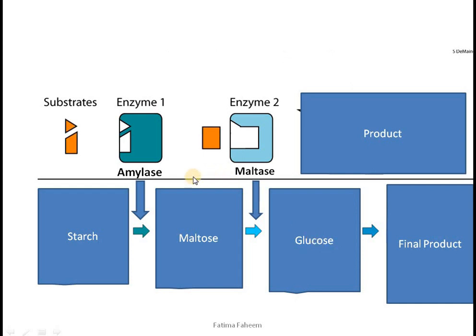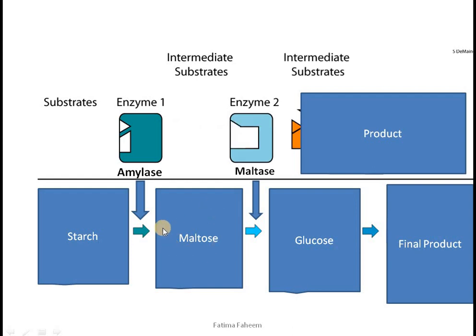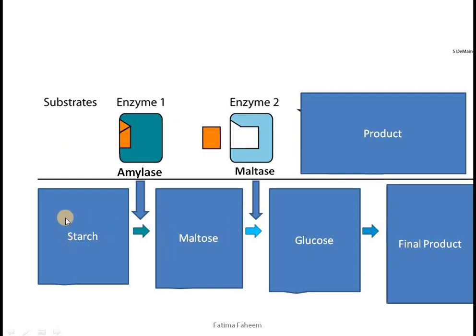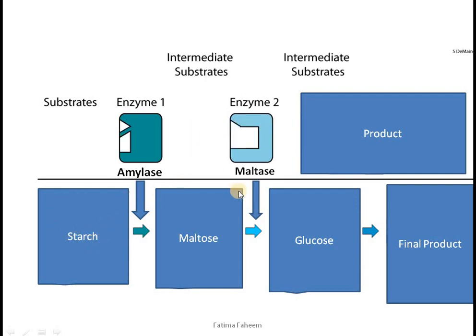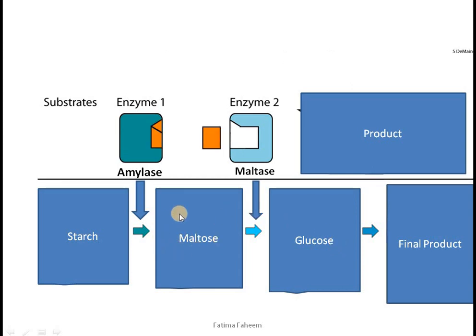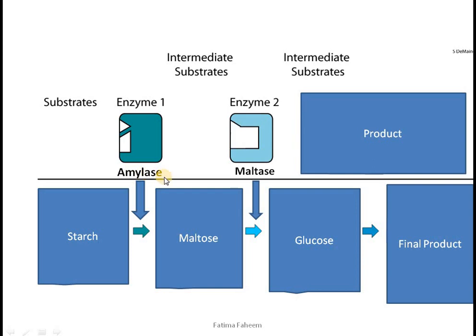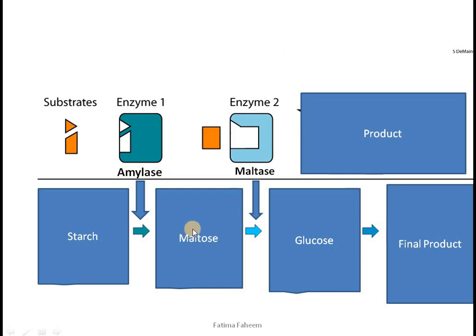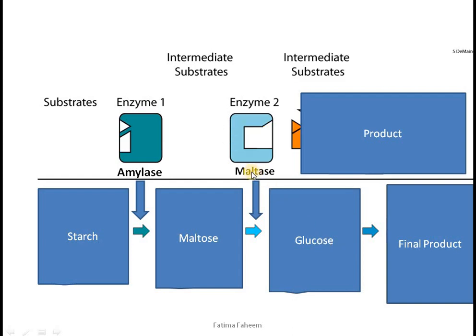So sometimes intermediate products are formed which are not the final product of the substrate. Like here the substrate was starch and the final product of starch was glucose. Maltose is the intermediate product which is formed by the action of amylase. Maltose will eventually be converted to glucose by the enzyme called maltase.